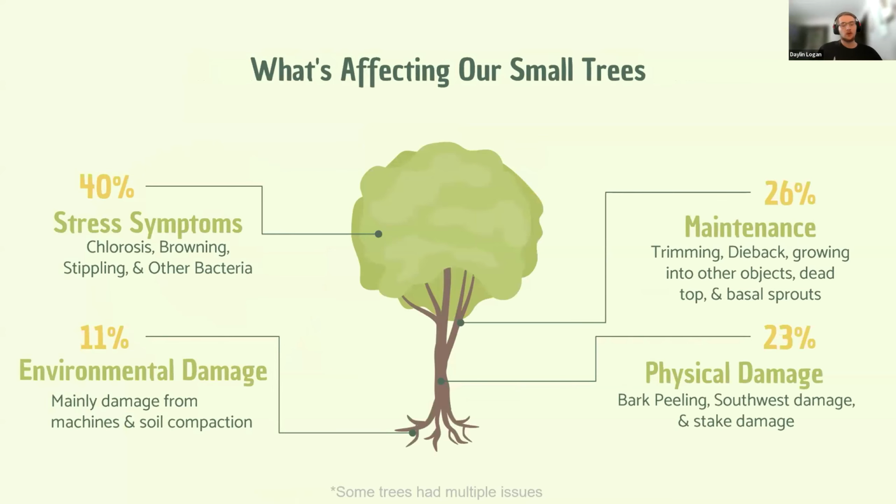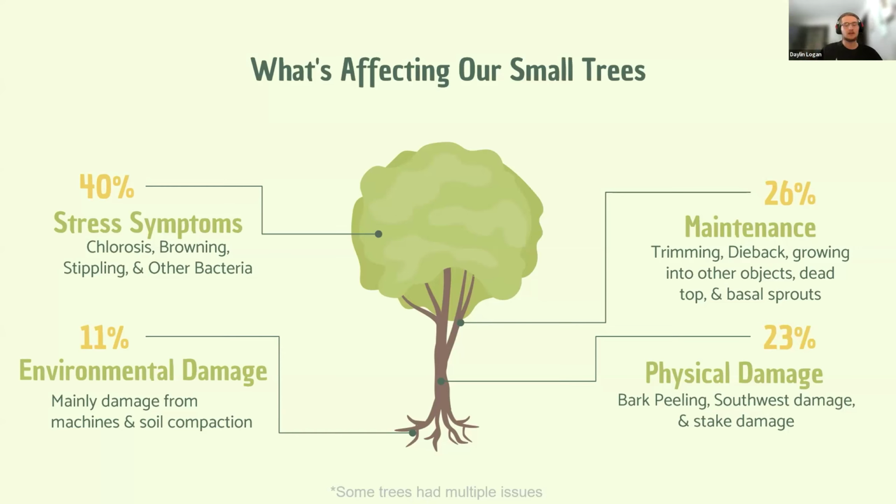When looking at the things that were affecting the trees, about 40% were stress symptoms, so chlorosis, browning, stippling of the needles, and fungal and bacterial infections, things that are pretty easy to see, but at that point it's a symptom, not a main concern, but you're able to see it. About 26% was maintenance, so needs trimming, has a bunch of dieback, is growing into other objects or into the street, over sidewalks, has a dead top, or has a bunch of basal sprouts. I believe a different intern used a different word, but it means the sprouts that go from the trunk or the stem.